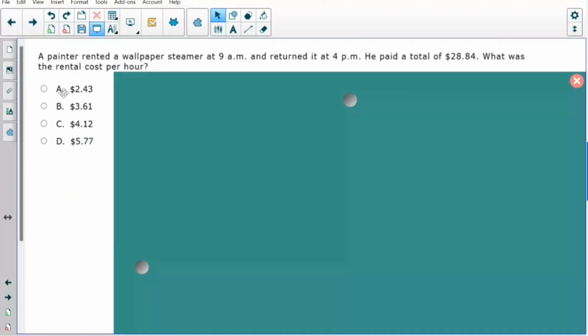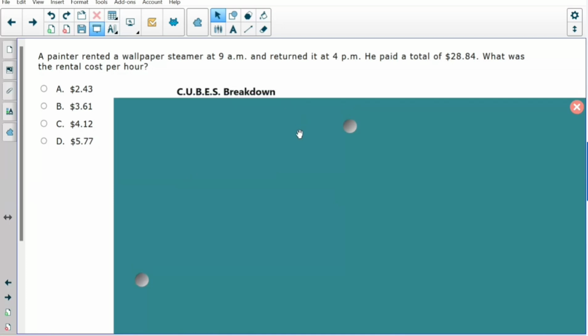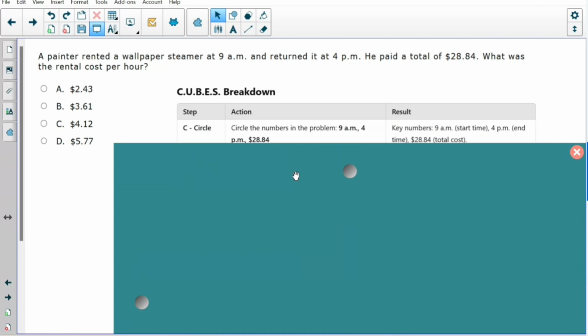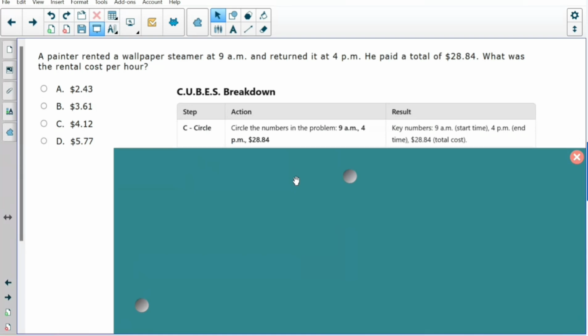The first example is: a painter rented a wallpaper steamer at 9 a.m. and returned it at 4 p.m. He paid a total of $28.84. What was the total cost per hour? So using the CUBES method, first it says we should circle the numbers in the problem.